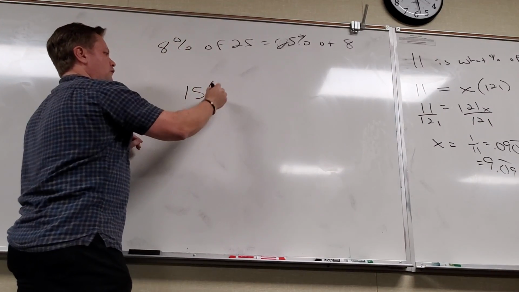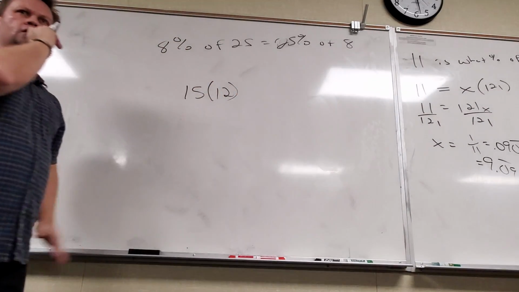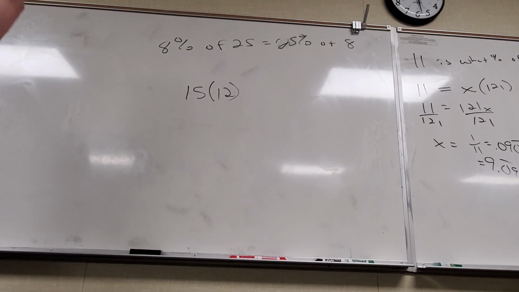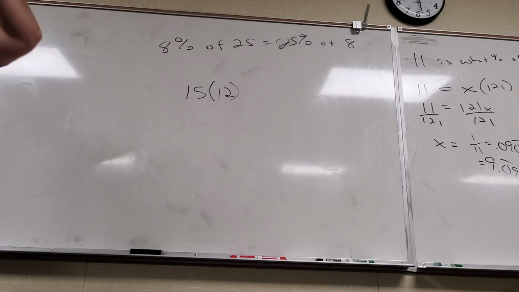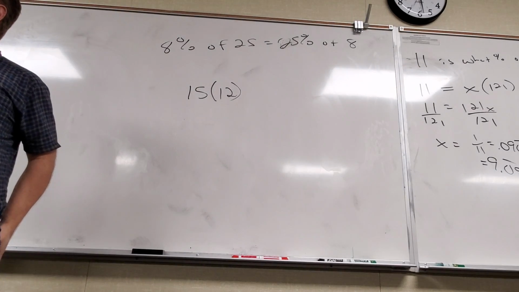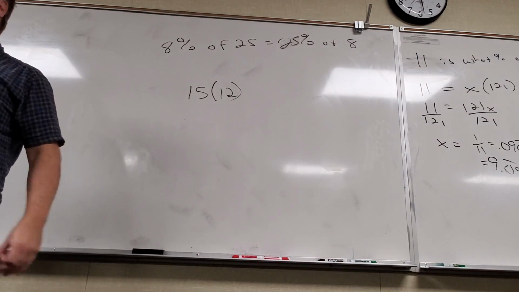Remember earlier I had to do 15 times 12? And you're all like, he's a math geek, he can do all that in his head. I don't want to do 15 times 12 in my head. So how did I get the answer? 15 times 10, and then you do that. Sure, you can do it that way.